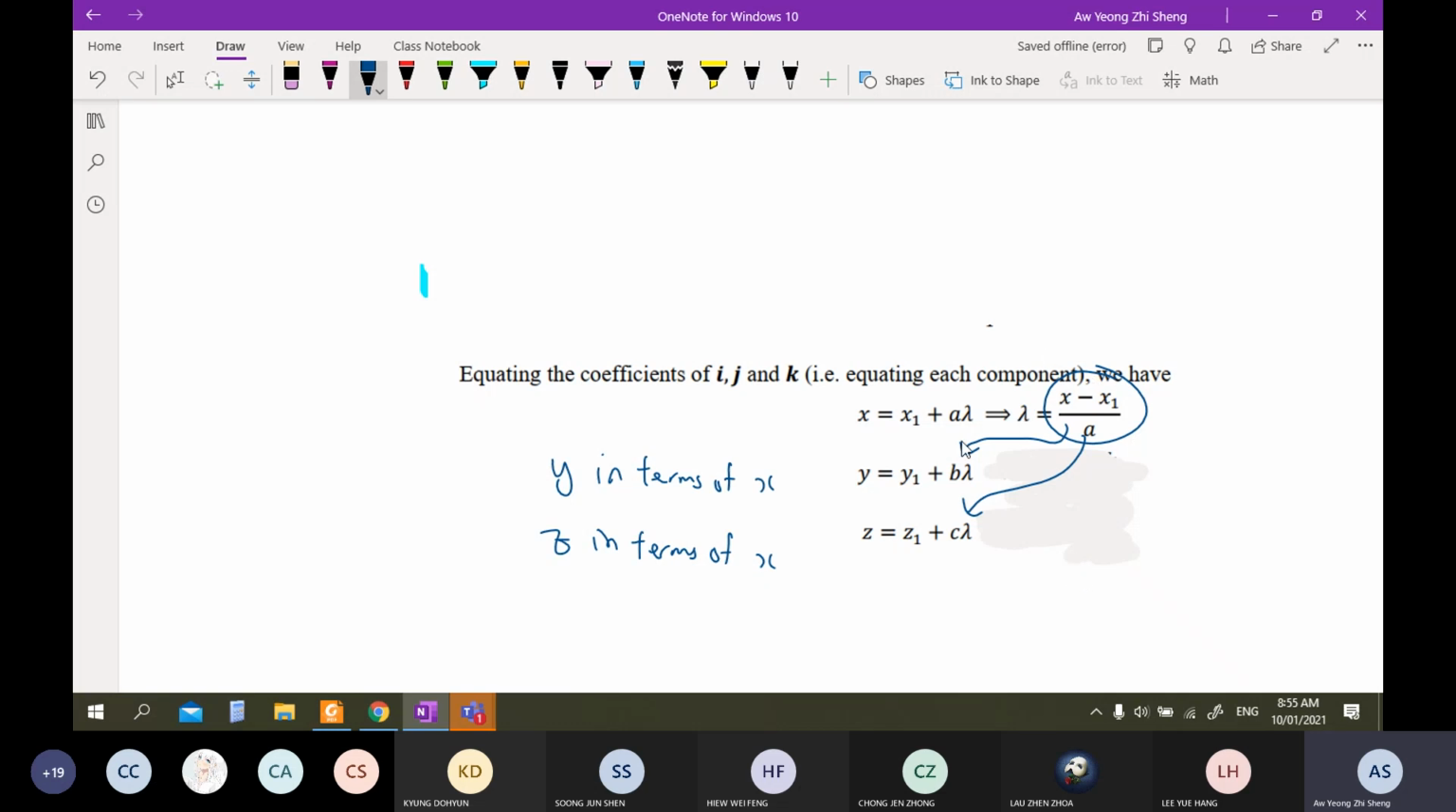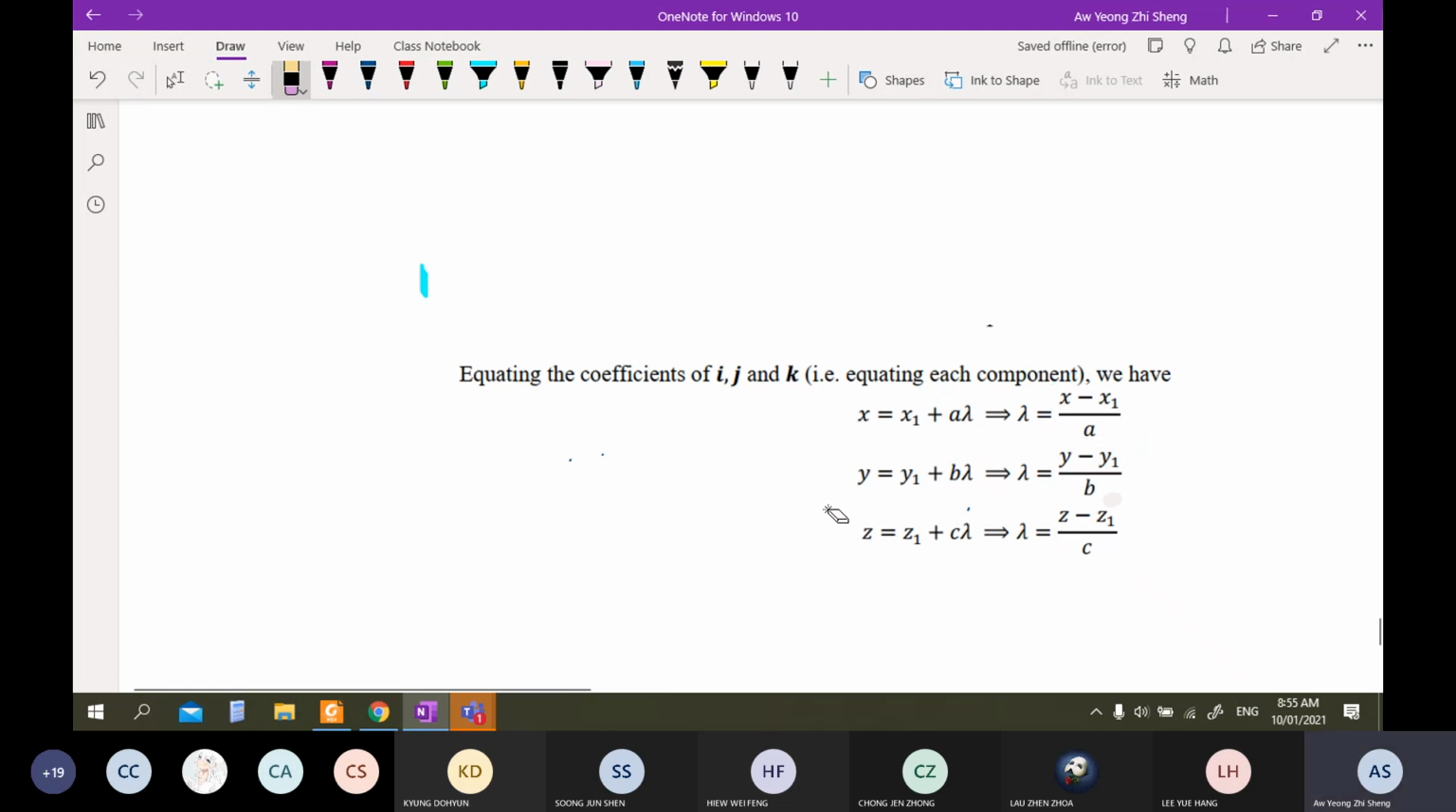If you just substitute lambda equals x minus x1 over a into the equation for y and the equation for z, you only link up yx and zx, but there's no link between y and z. So in order to link all three variables x, y, and z together, the best way is to express lambda as the subject for all three equations. Now, if you look at the three equations that I boxed in blue color, the three have the same left-hand side. That means the three right-hand sides must be equal. That allows us to equate x minus x1 over a is equal to y minus y1 over b, which is also equal to z minus z1 over c. Of course, all three of these will be equal to lambda.